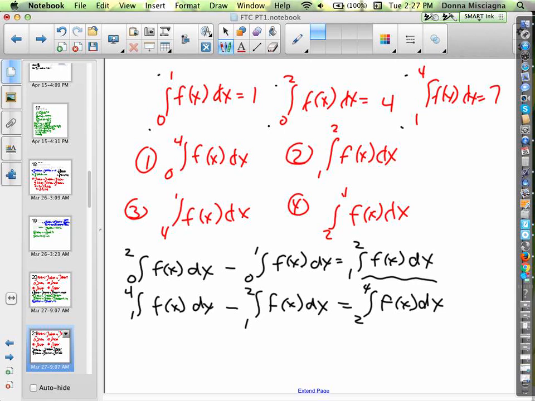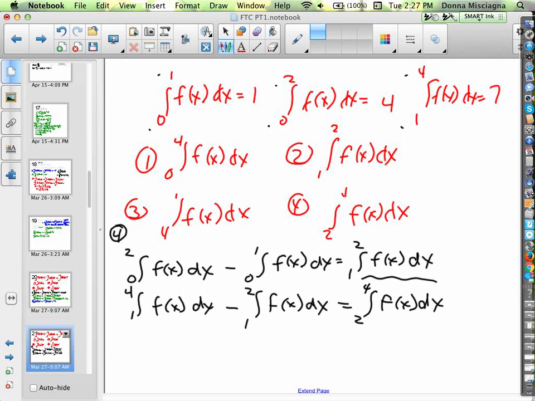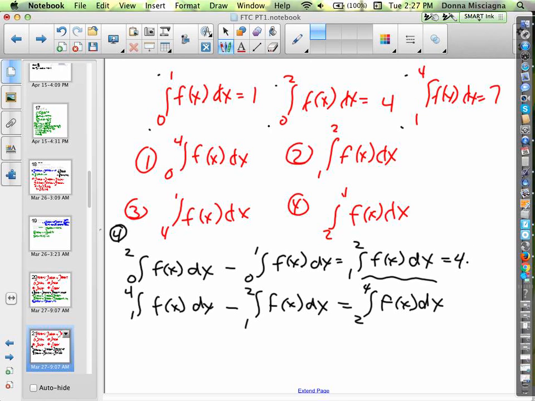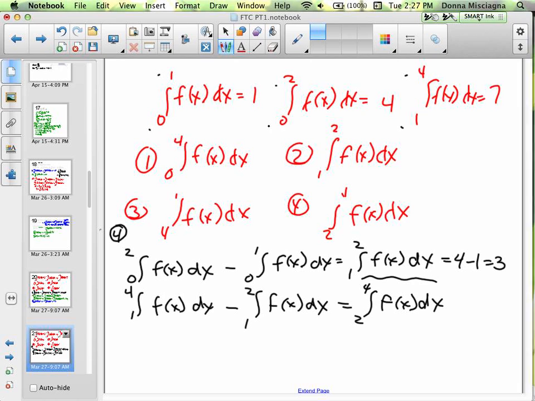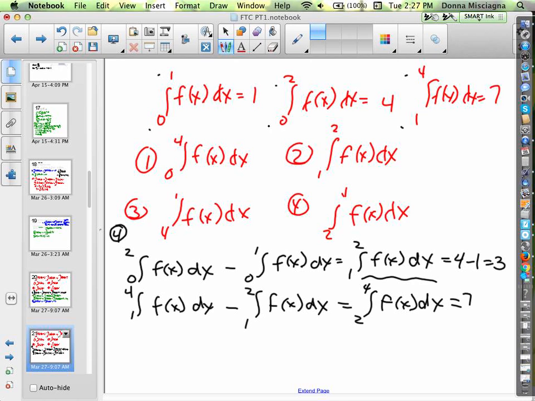All right, so here's our whole long answer for number 4. You take a look at it and make sure it makes sense to you afterwards. So 0 to 2 minus 0 to 1, this here would be 4 minus 1, which is 3. And the integral of f of x dx from 1 to 4 minus 1 to 2, which we just found, will give us what we're looking for, 2 to 4. So that would be 7 minus 3, or 4. 4 is our answer.